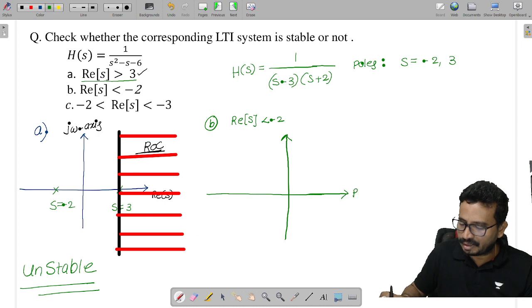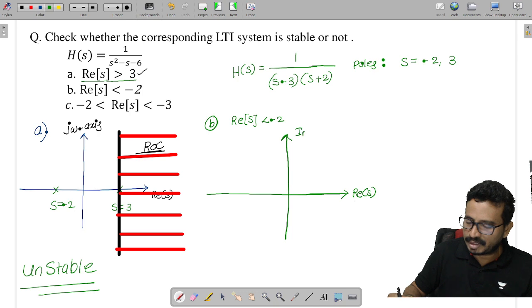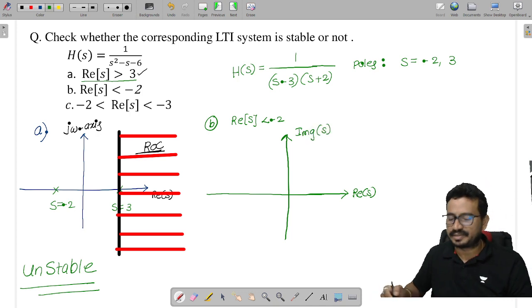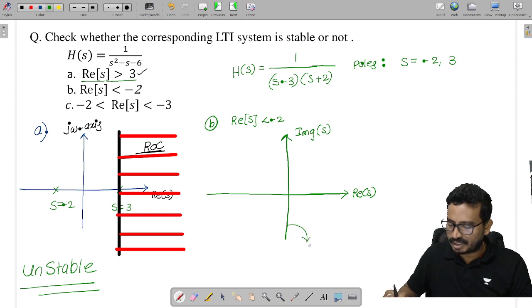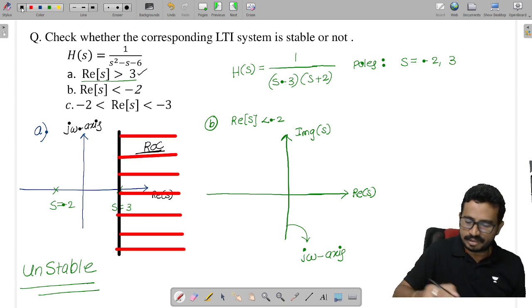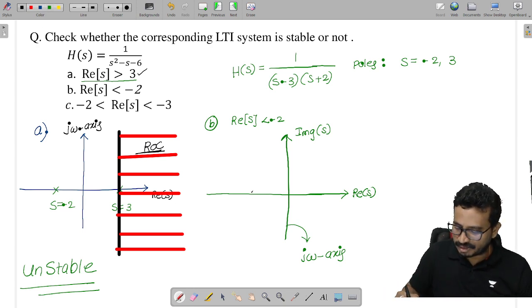And this is a real part and this is an imaginary part. This is the imaginary axis, which is called the j omega axis. Now you see carefully. Now here what happens? First look at the poles here. We have one pole at S is equal to -2. The other pole is at S is equal to 3.